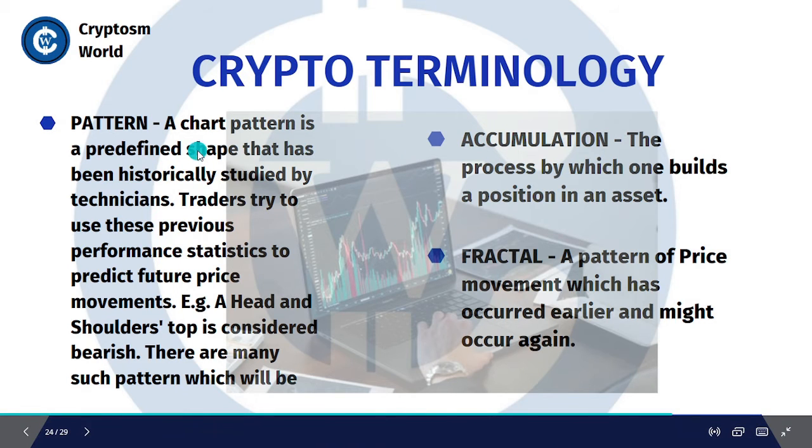It is a predefined chart pattern that has been going this way for a long time in crypto trading history. Traders have discovered that when this pattern goes this way, it will yield a certain result. So this is what we call a pattern in crypto trading.